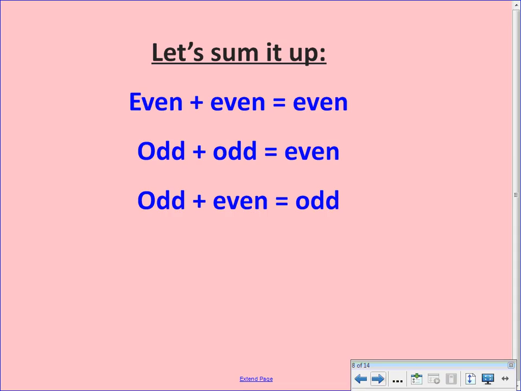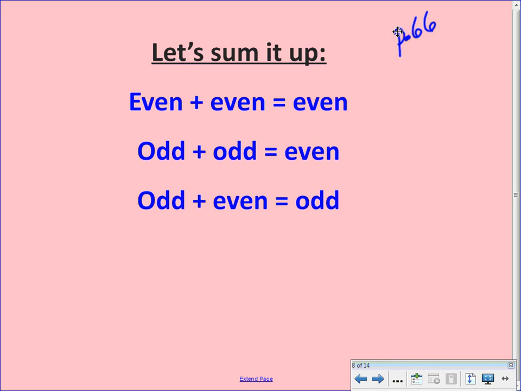All right, so at the bottom of the page, let's sum it up. And after you write this down, you should highlight it because this is going to help you. These are your notes. Even plus an even is an even. Odd plus an odd is an even. Odd plus even equals odd. So you're writing this down on the bottom of page 66. And I want you to highlight it so you know that it's there to help you when you're studying and doing your homework. Okay? Those are the rules.